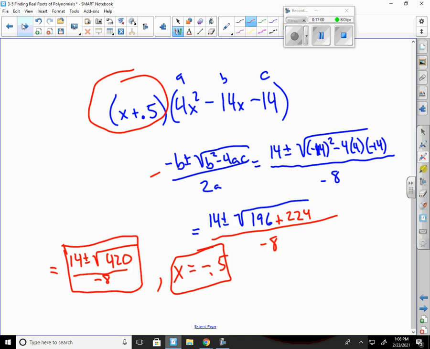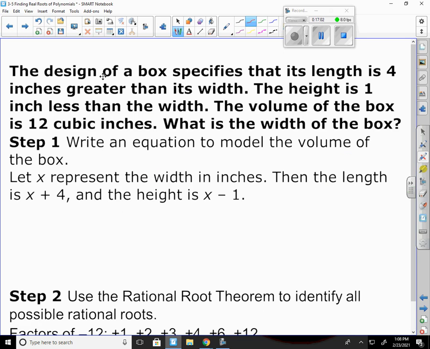All right, lastly, we're going to hit up some word problems. The design of a box specifies that its length is 4 inches greater than its width. The height is 1 inch less than the width. The volume of the box is 12 cubic inches. What is the width of the box? So write an equation to model the volume of the box. Remember, the volume of a box is length times width times height.